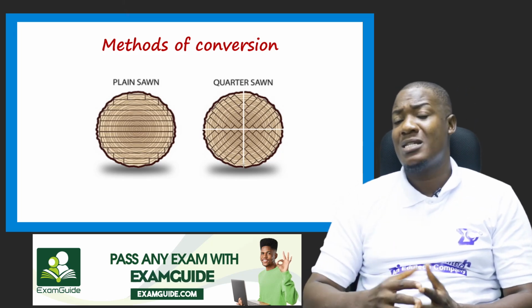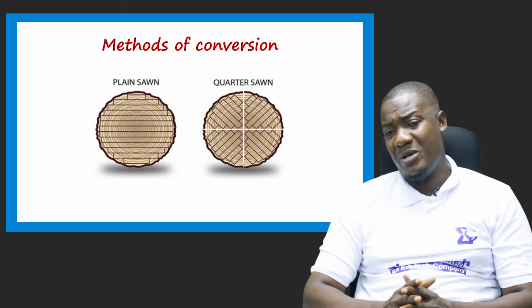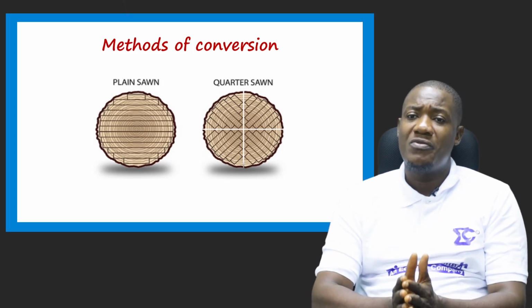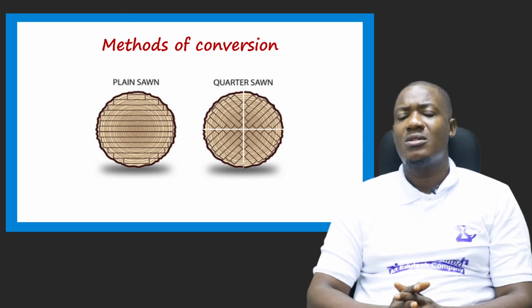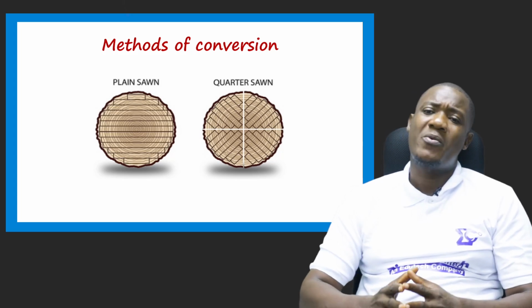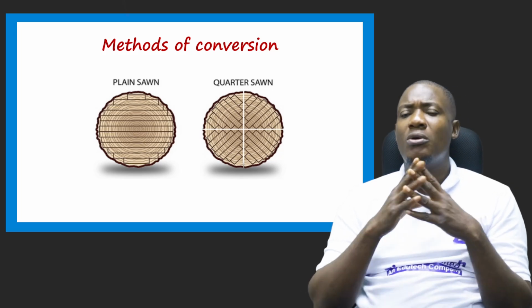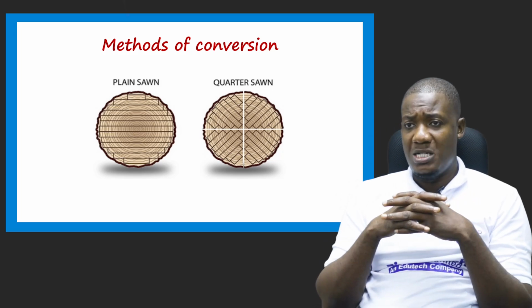The plain sawn method has this advantage: it's not expensive to convert timber. It's one of the easiest methods. It does not waste timber, and it doesn't require much expertise for the log to be converted into these commercial sizes that we need.